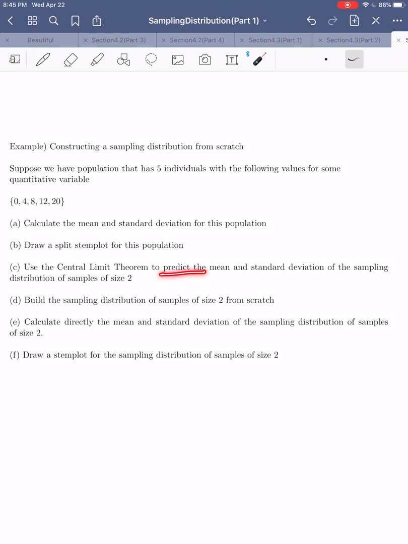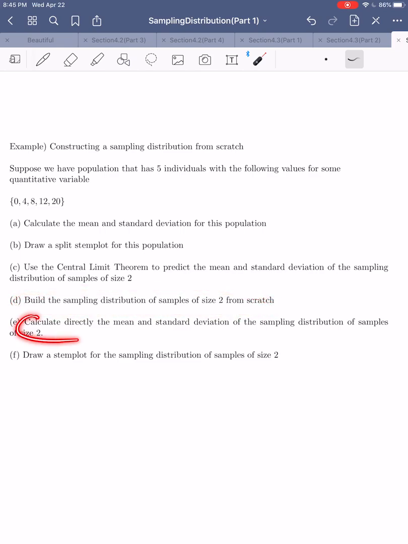Then we're going to use the central limit theorem, the first 2 parts of it that we just discussed, to predict the mean and standard deviation of the sampling distribution of samples of size 2. Then we will actually go ahead and build the sampling distribution of samples of size 2. So we'll take a look at every possible sample of size 2 from this population, calculate the average of every one of those samples, and then look at what that distribution looks like.